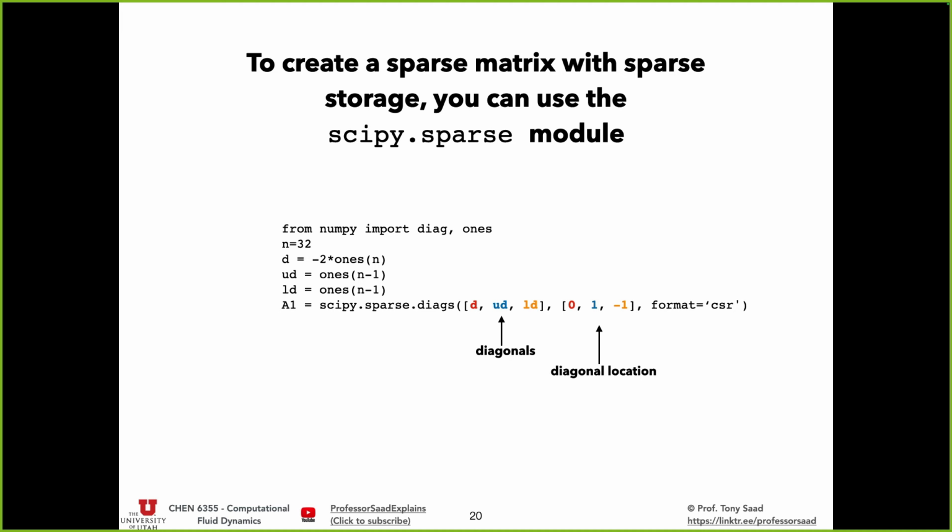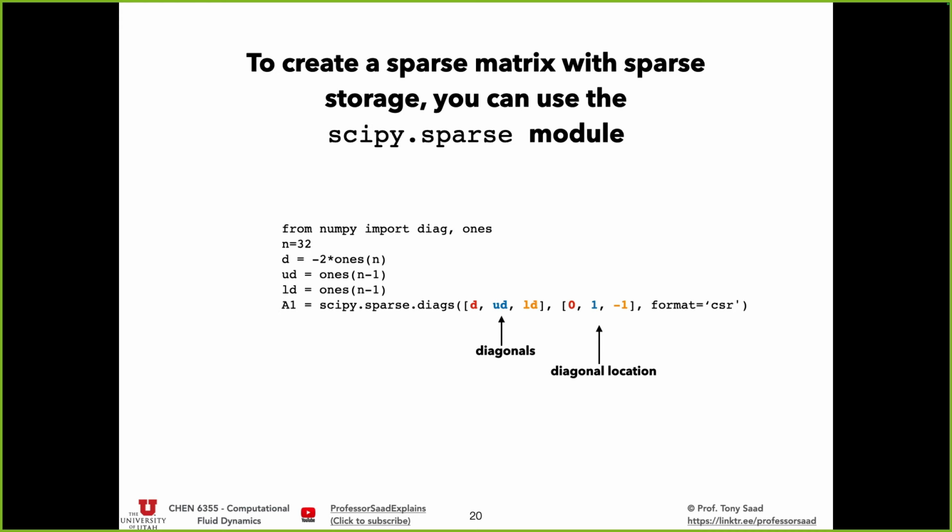You can swap the indexing here. You could put LD, D, UD. You just swap the indexing. It automatically figures it out. So this is the minimum number of requirements to use scipy.sparse.diags. And then you have this format thing. I don't want you to worry about that, but this has to do with the internal representation of how scipy is going to store these sparse matrices.